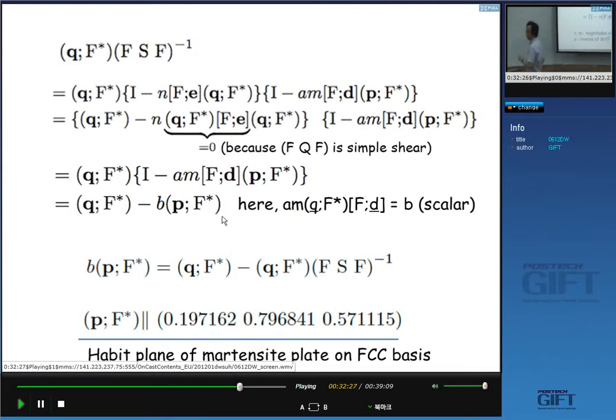So by applying the plane normal Q on both sides of the previous equation with some manipulation, it looks complicated, but it is not that complicated, because here Q and E are perpendicular to each other, so this is 0, right? So with some manipulation, finally you can have this form. Here, P is the index of the habit plane, right? Now we have the index of the habit plane because we know Q and the lattice transformation matrix.